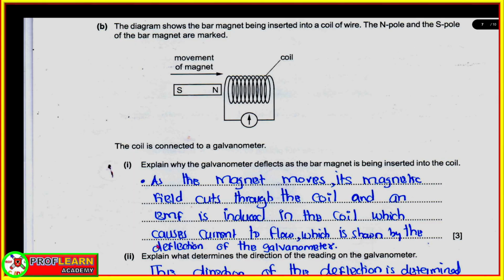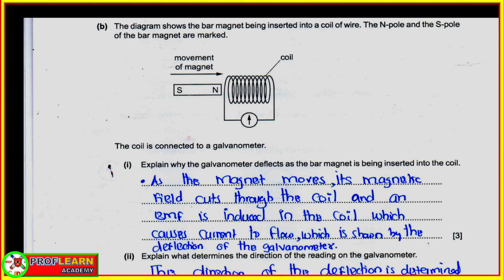Then we have part B. We are told the diagram shows a bar magnet being inserted into the coil. We have a bar magnet here which is being inserted into the coil. We are supposed to explain why this galvanometer is going to deflect. Why is it going to move?